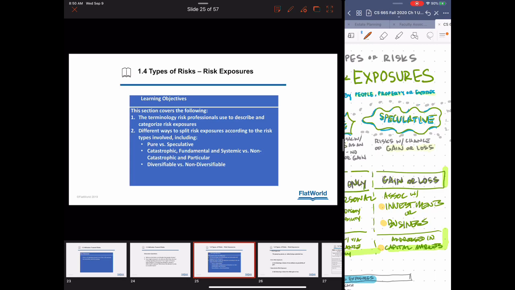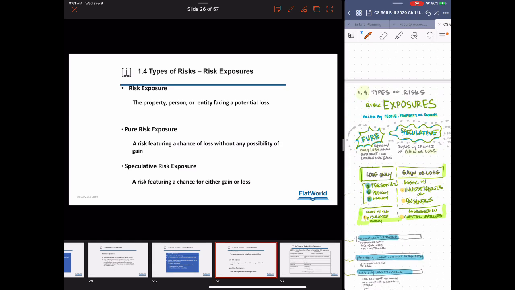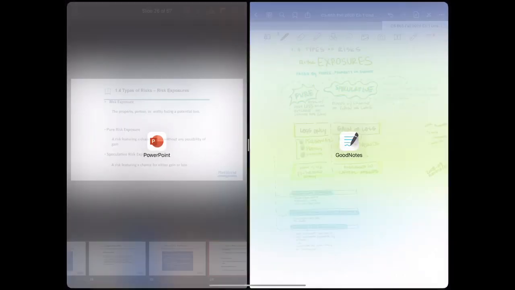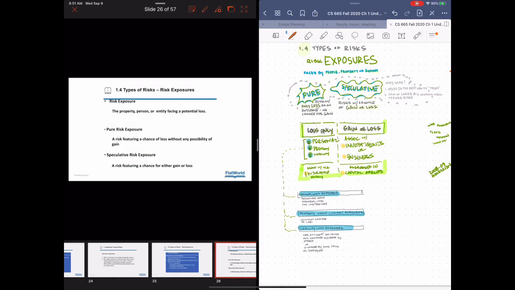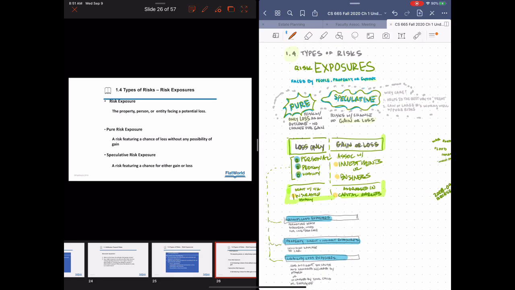In section 1.4, we begin to talk about the different ways to classify risks. So we begin with just a quick list of risk exposures. We've got people, their property, or businesses or entities, could be governments. And the simplest way to classify a risk exposure is to talk about whether or not it's pure versus speculative. Pure risk is pretty straightforward because you only have the chance of loss, there's no chance for gain. Whereas a speculative risk, you could have either a gain or a loss.